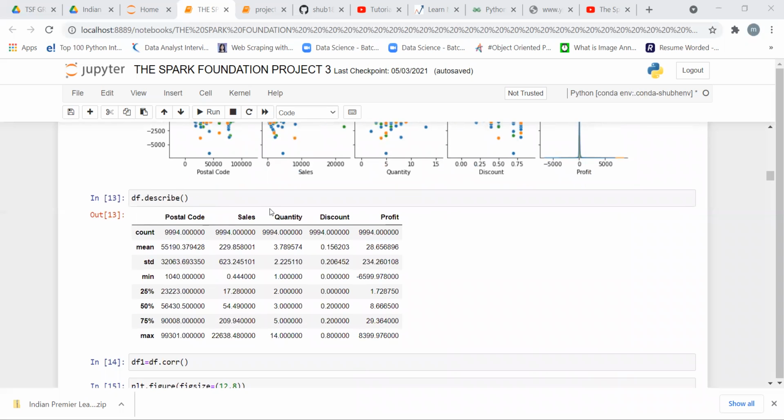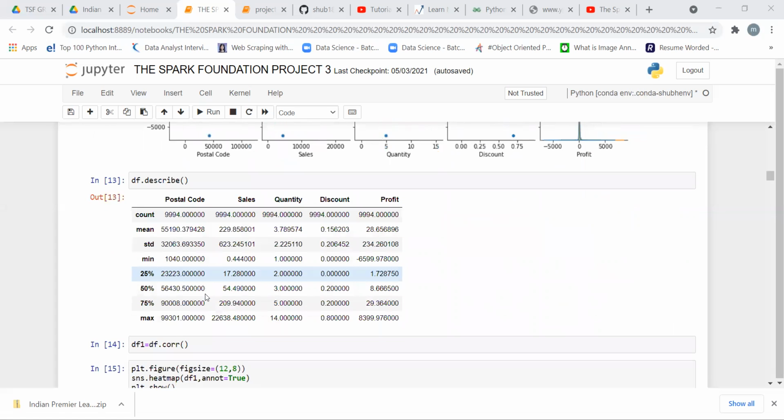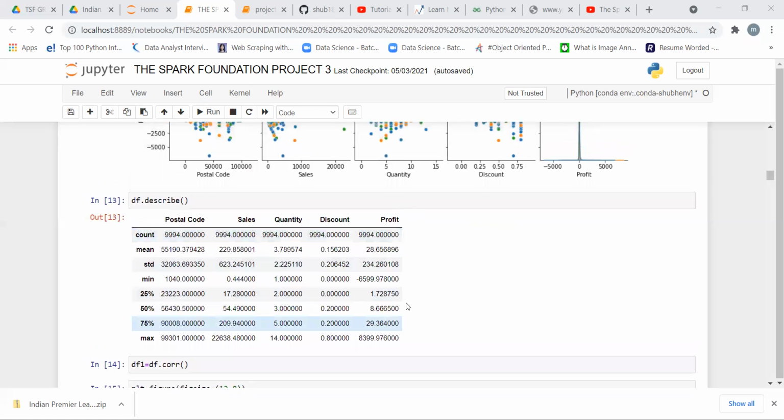Now we use the describe function to describe the data set. We use mean, standard deviation, minimum and maximum value, and the 25% quartile value. Here we have sales, quantity, and discount. Why does this function describe only sales, quantity, discount, and profit? Because they are in numerical format.